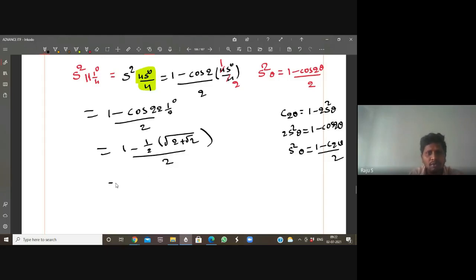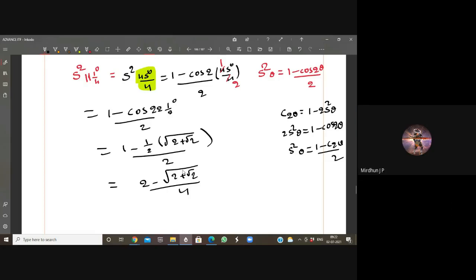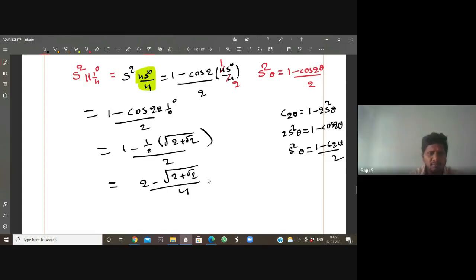When you simplify this, take the LCM: 2 minus root of 2 plus root 2, all divided by 4. Take the LCM and simplify. So this is the value of sine square 11 1 by 4 degrees.